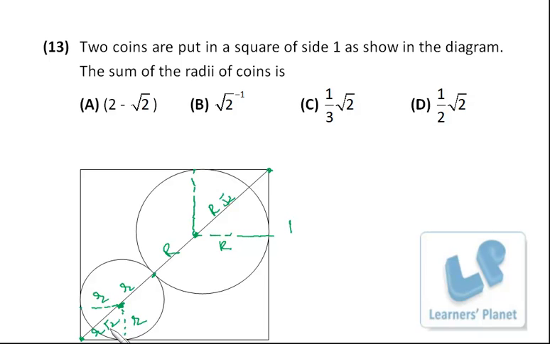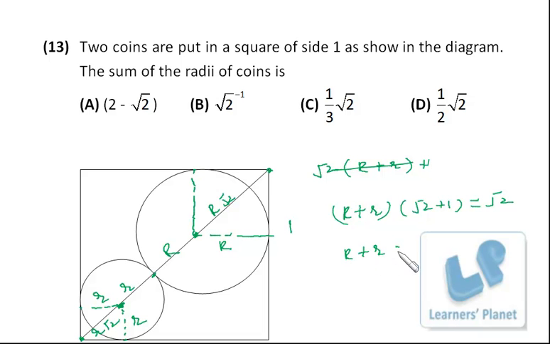So precisely R root 2 plus r root 2, I can take root 2 common, R plus r plus R plus r. So R plus r, and this is root 2 plus 1, right? So this complete length is equal to root 2, which is nothing but the length of the diagonal of this square, right? So R plus r, that is the sum of the radii, will be root 2 upon root 2 plus 1. You just do the rationalization, so it is root 2 into root 2 minus 1, or you can say 2 minus root 2. Okay, pretty simple.